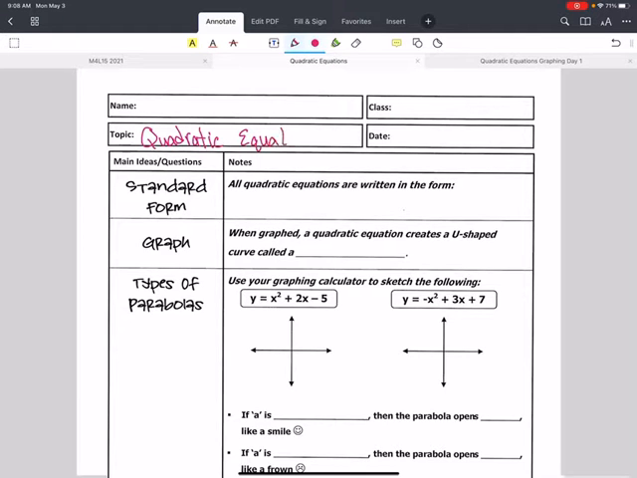Go ahead and fill in your name and your class period. Today's date is May the 3rd.